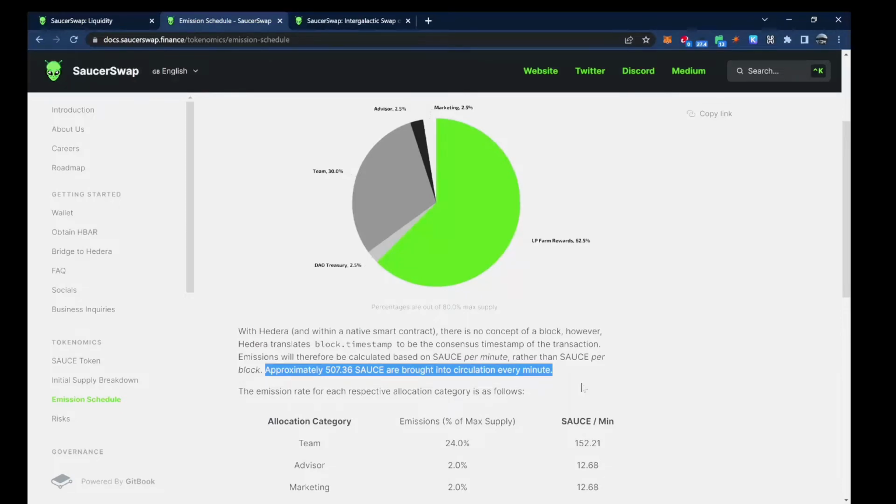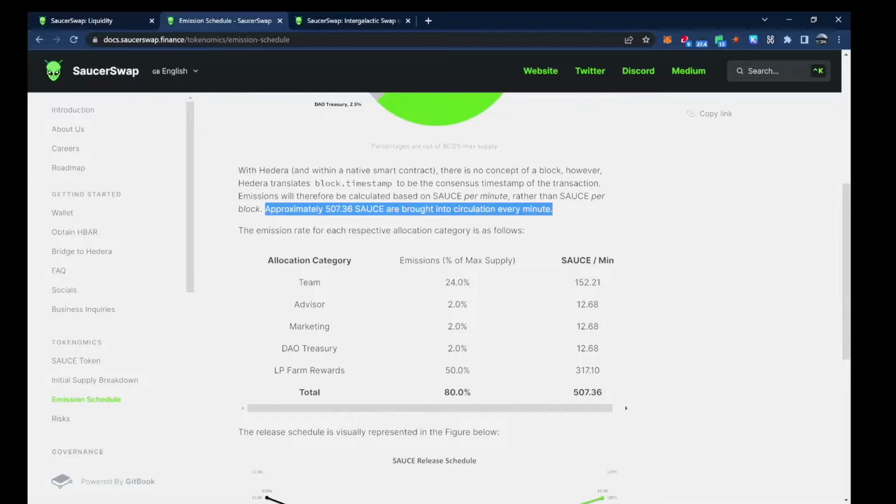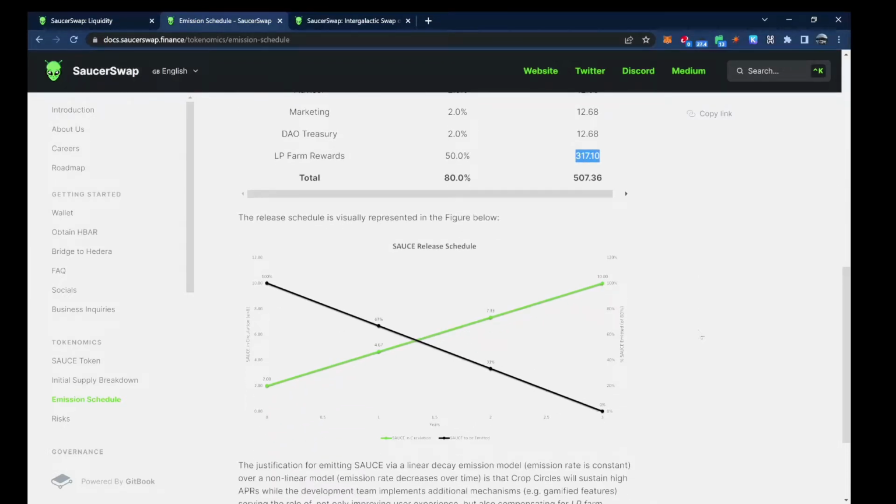And the breakdown of the SAUCE rewards can be found here. As you can see here, every minute around 317 SAUCE tokens are brought into circulation through the LP farms.